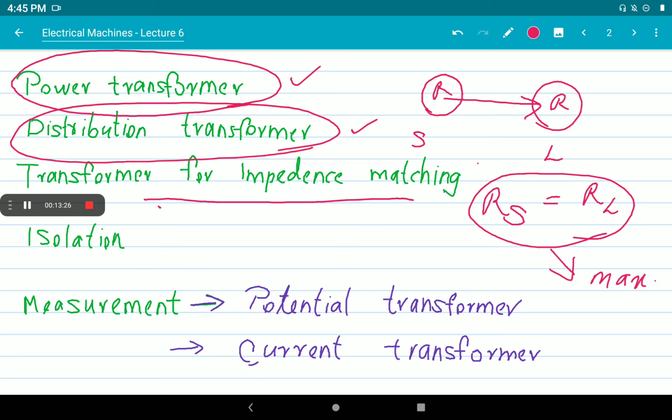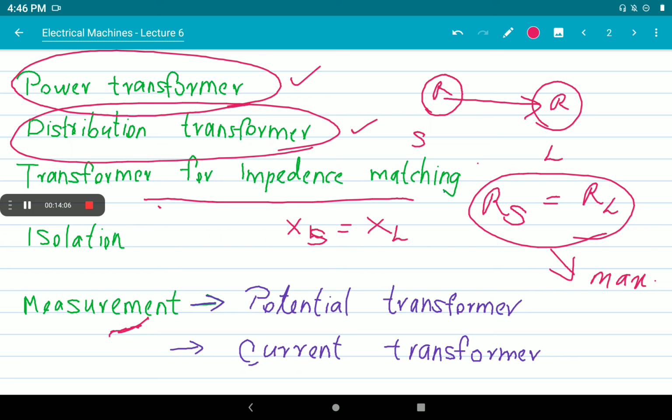Whenever the source impedance, the source resistance, is equal to the load resistance, the circuit will transfer maximum power. So when we require to transfer maximum power, the internal resistance of the source and the internal resistance of the load should be equal. So for maximum power transfer, the source impedance XS should be equal to the load impedance XL.